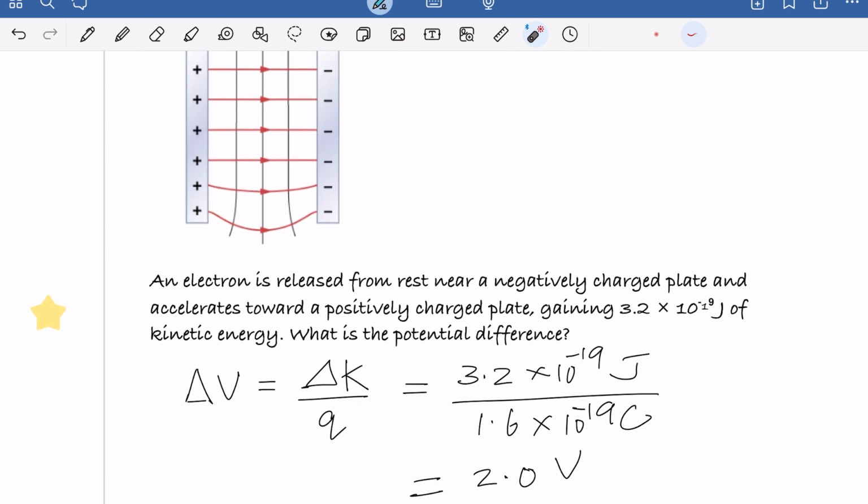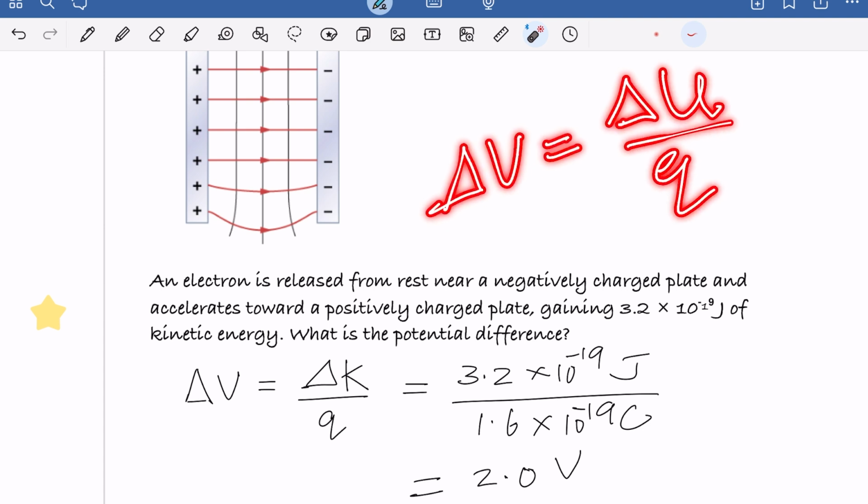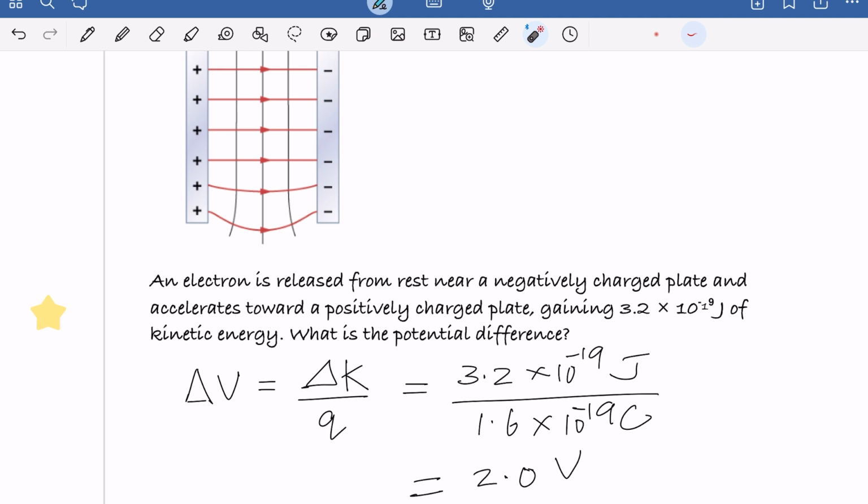And this problem also illustrates that the potential difference can also be calculated by the change in kinetic energy by Q. Earlier, we had seen that it's delta U by Q, or U by Q, which is potential energy by charge, but it can also be kinetic energy by charge. That's what that question shows. So if an electron gains that much energy, you want to find the potential difference, just divide the energy by its charge, and you know it's 2 volt. Okay.